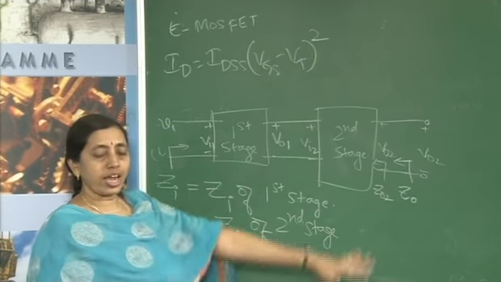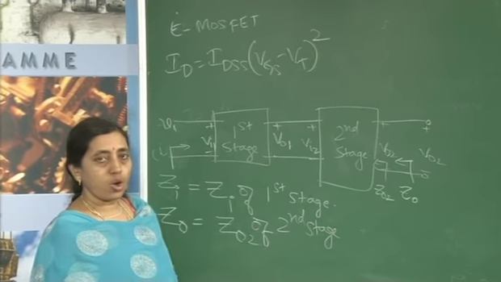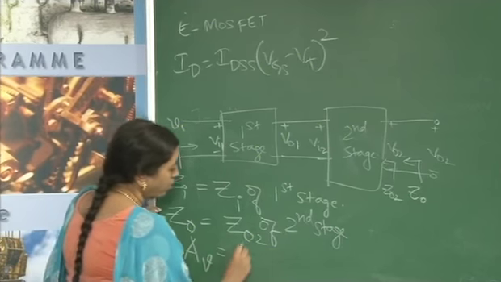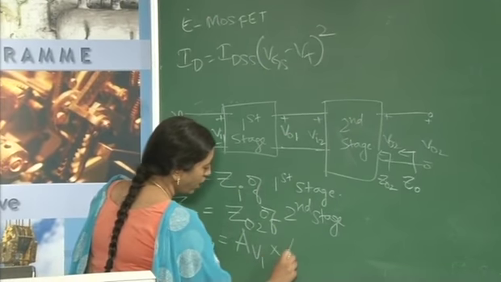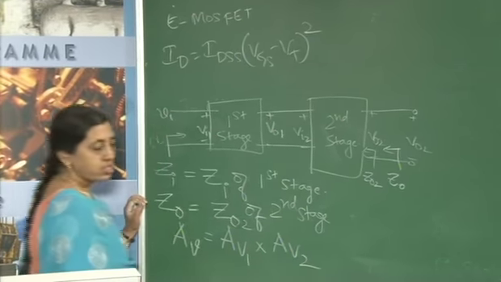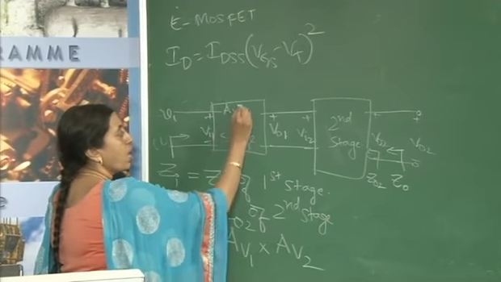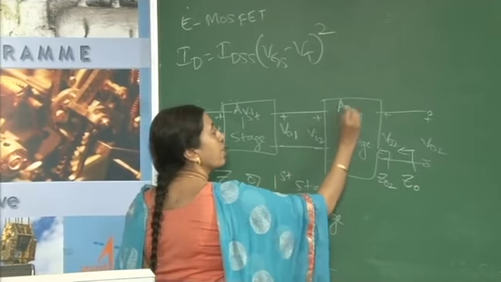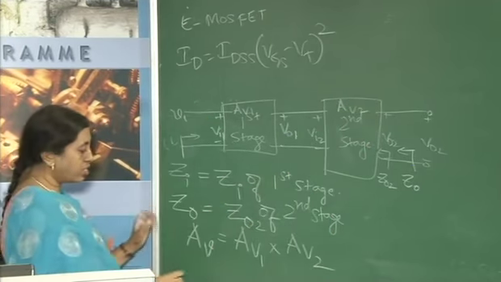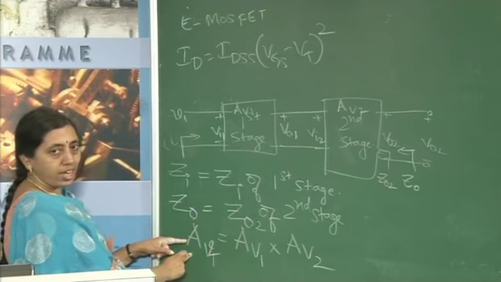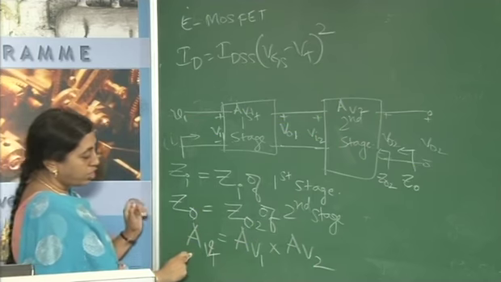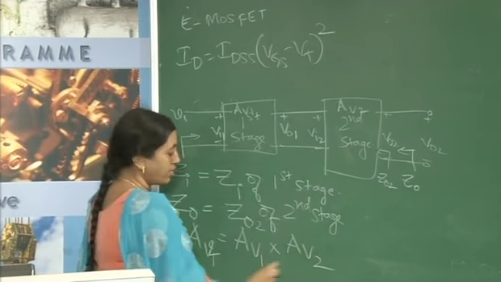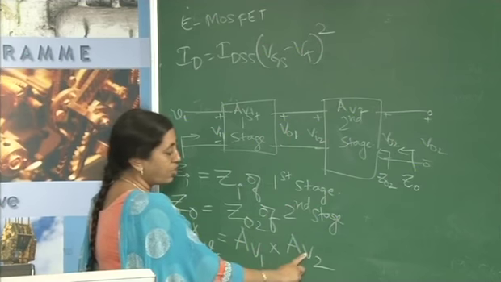Then what about the overall gain of the cascaded configuration? So, overall gain AV can be denoted as the product of voltage gains of individual stages. So, if I call AV1 as the voltage gain of the first stage and AV2 as the voltage gain of the second stage, then the total voltage gain of the cascaded configuration will be the product of the voltage gain of the first stage as well as the second stage, that is AV1 into AV2.